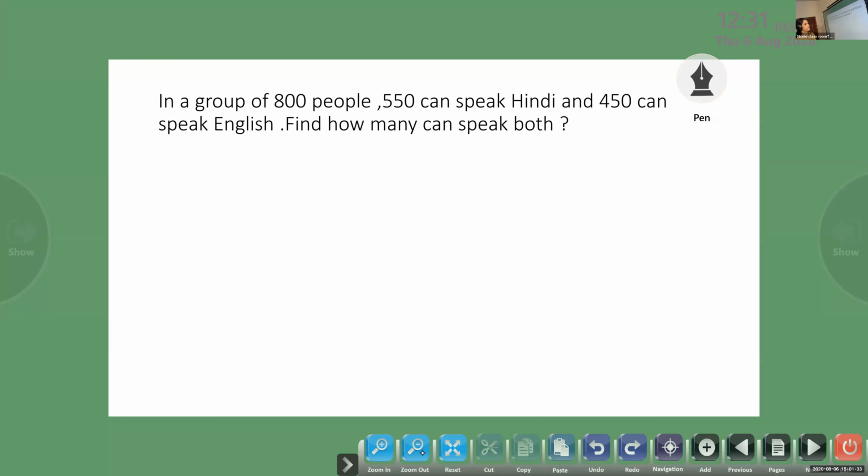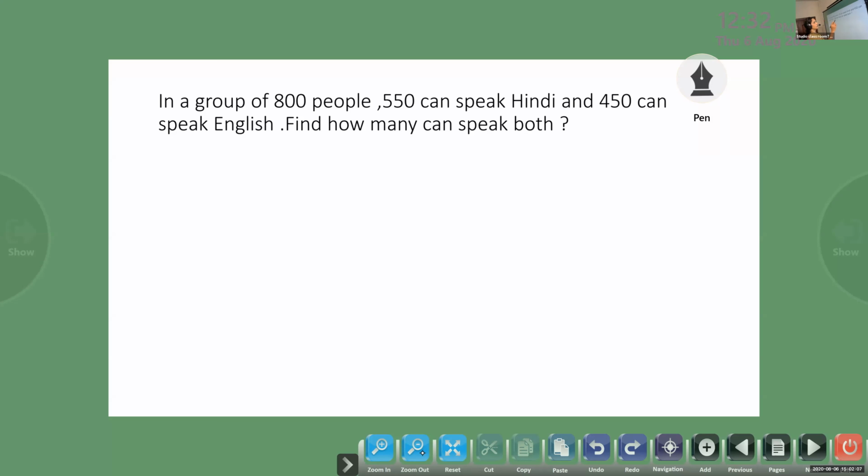Okay, read the question. Ashwin, read this question. In a group of 800 people, 550 can speak Hindi and 450 can speak English. Find how many can speak both. Till the previous question, the data were given. n of A, n of B is given in the data. Here it's a word problem. We should convert this.